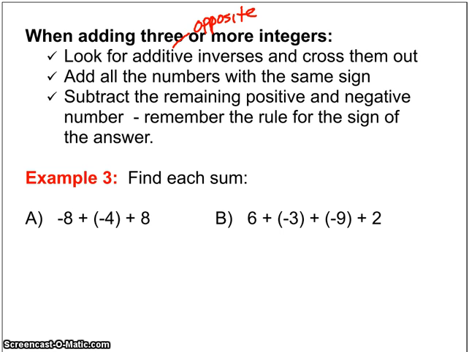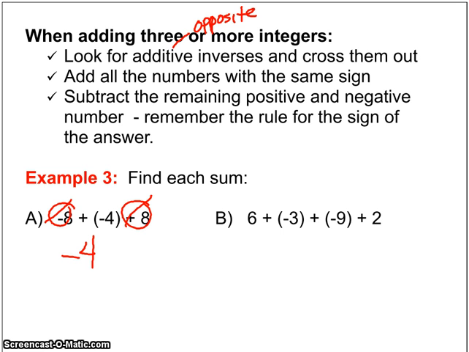Hopefully you see 8 and -8. Since those are additive inverses, -8 plus 8 is 0. So they cross each other off and we're left with what? -4. That is our answer.